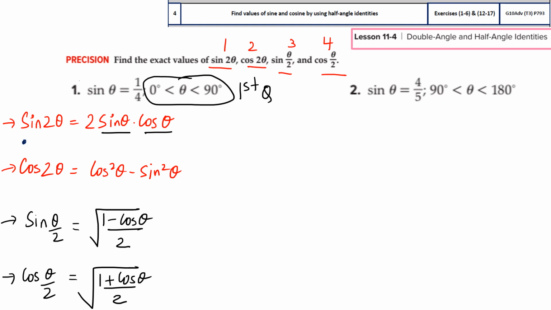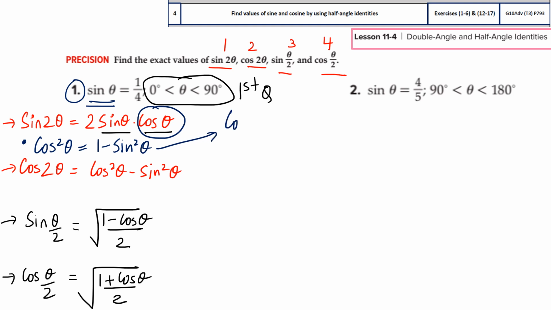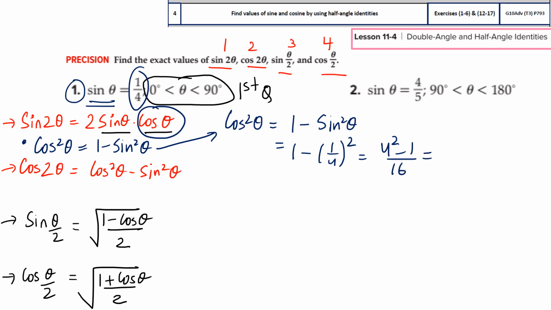So for example, in this first question, sine theta is given. So we need cos theta. So I will use the Pythagorean identity. Cos square theta is 1 minus sine square theta. Okay, this will give me the value of cos square theta. So let's do this as first step. To get my cos square theta, I will write it as 1 minus sine square theta. Let's plug in the value 1 by 4. So 1 minus 1 by 4 whole square. Open the bracket, simplify. So this will come out to be 4 square minus 1 over 16. So this is 15 over 16.